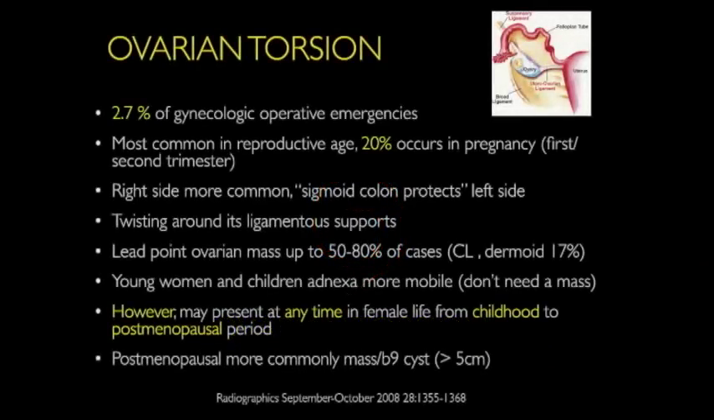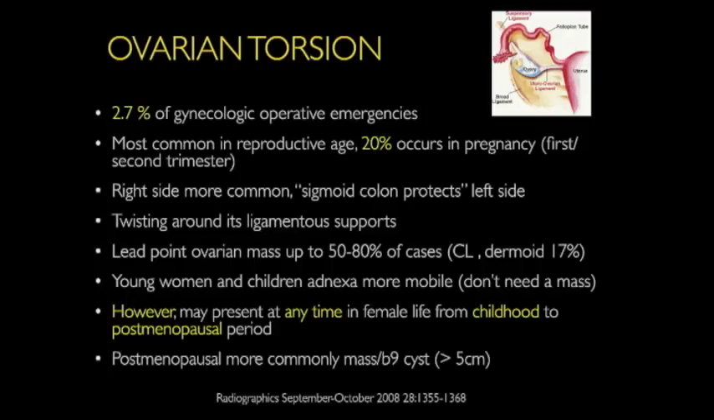Okay, moving on to ovarian torsion. It's not as common as hemorrhagic cyst, of course, but it's very crucial to identify which entity you're dealing with, and it's about 2.7% of gynecologic operative emergencies. It's most common in reproductive age, and about 20% actually occurs during pregnancy, but when it does occur during pregnancy, it's during the first or second trimester because you have increased ligamentous laxity, and by third trimester, things are so tight that it will be very difficult to torse anything or move things around.